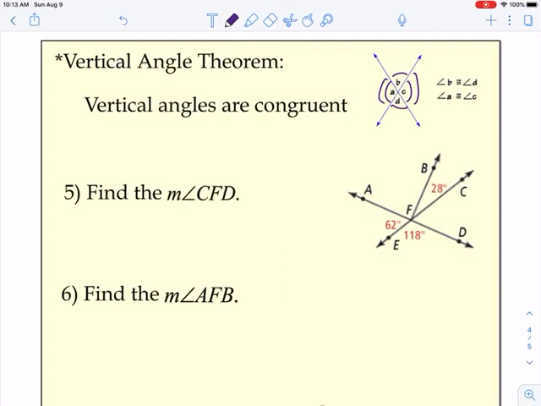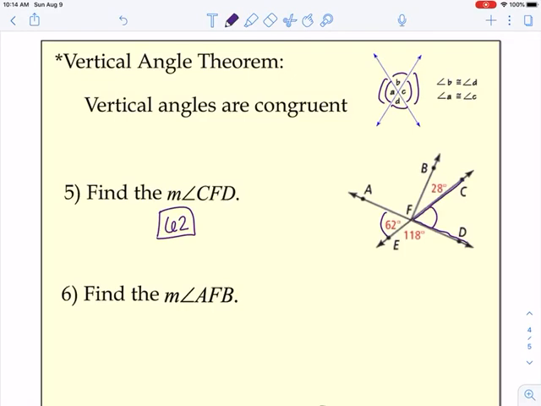So for number 5, we want to find the measure of angle CFD. Again, if I want to trace the CFD so I know what angle they're talking about, it's that angle right there, and that happens to be vertical with the angle right across from it, that's 62 degrees. So the measure of angle CFD is going to be 62.